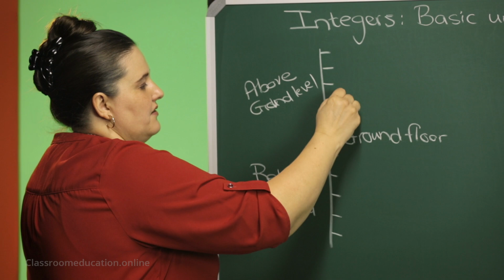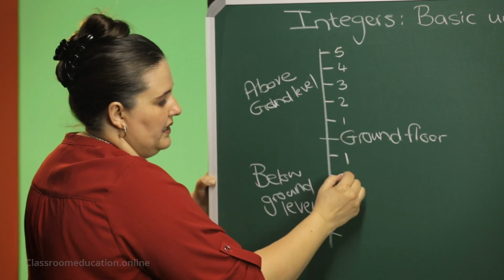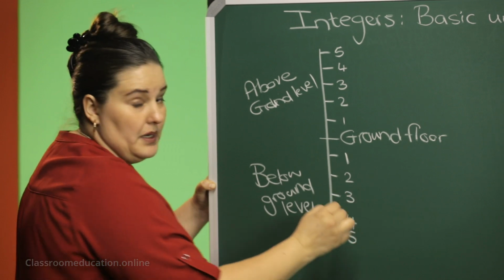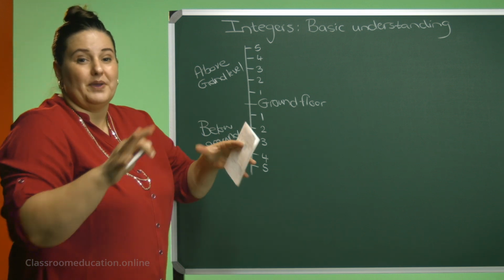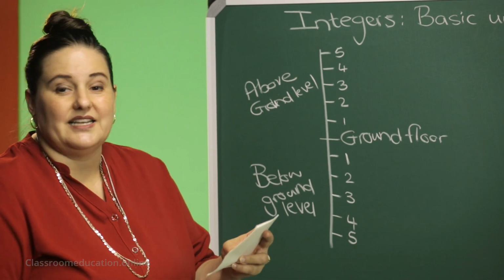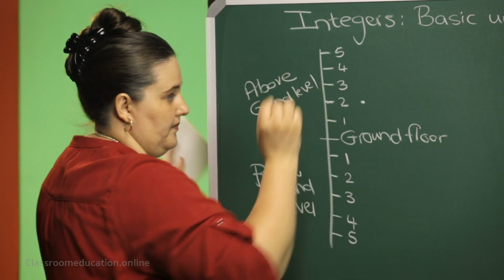So 1 above, 2 above, 3 above, 4 and 5 above, 1 below, 2 below, 3 below, 4 below and 5 below. Right. Now let's follow the instructions and see if we can draw a picture to see where we will end up. We need to start at the second floor. There's the second floor. We are going to start here.